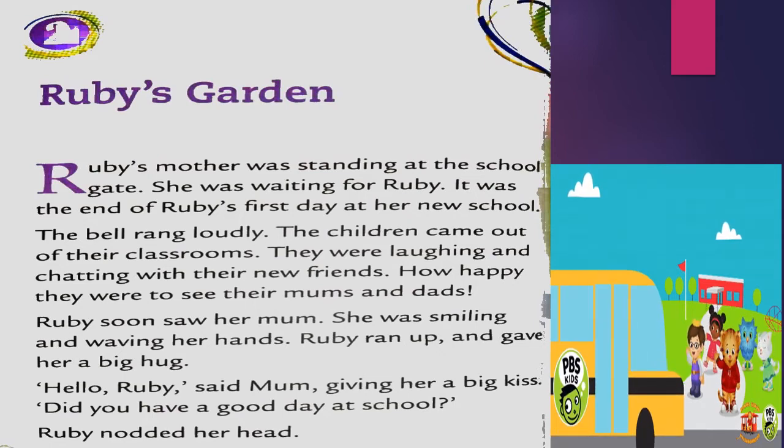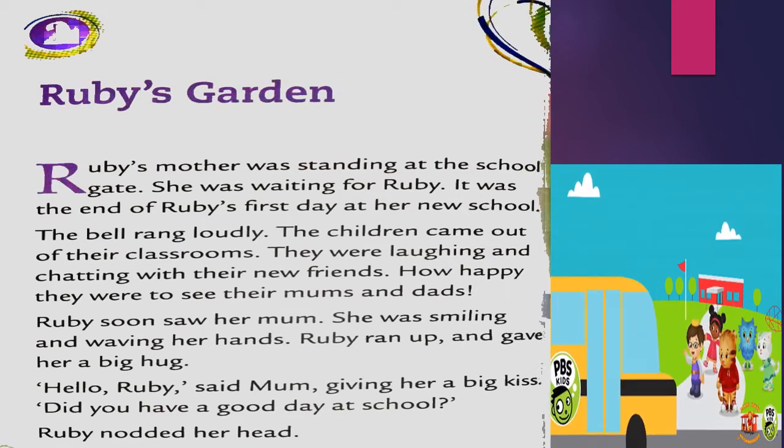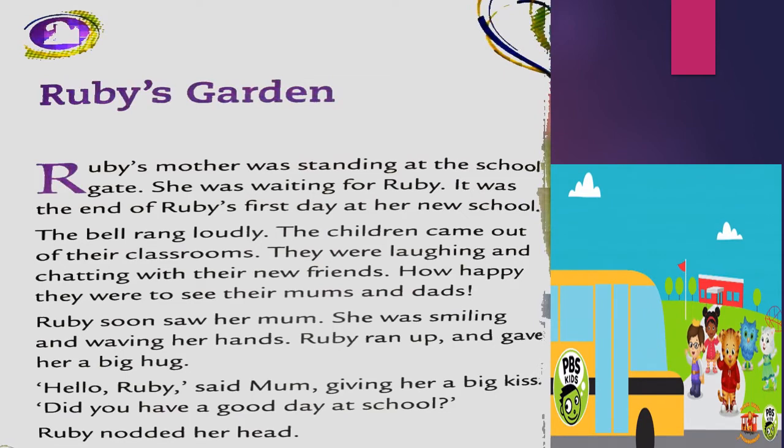How happy they were to see their moms and dads. Ruby soon saw her mom. She was smiling and waving her hands. Smiling means muskuraya, and waving her hand means अपना हाथ हिलाना. Ruby ran up and gave her a big hug. Hello, Ruby, said Mom, giving her a big kiss. Did you have a good day at school? Ruby nodded her head.